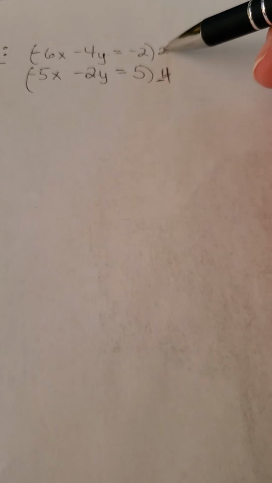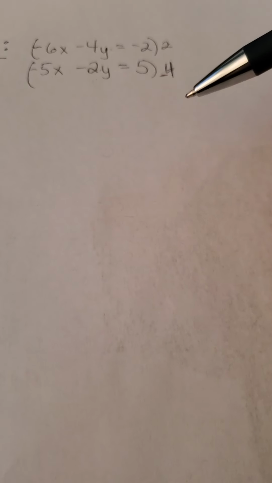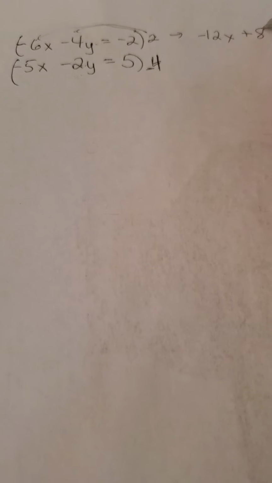So I'm multiplying the top one by 2 and the bottom one by -4. I'm doing that because I want to get rid of my y's. So I'm using those coefficients in front of the y's to do that. So I'm going to say 2 times a -6x is a -12x. 2 times a -4y is a positive 8y. And 2 times a -2 is a -4.